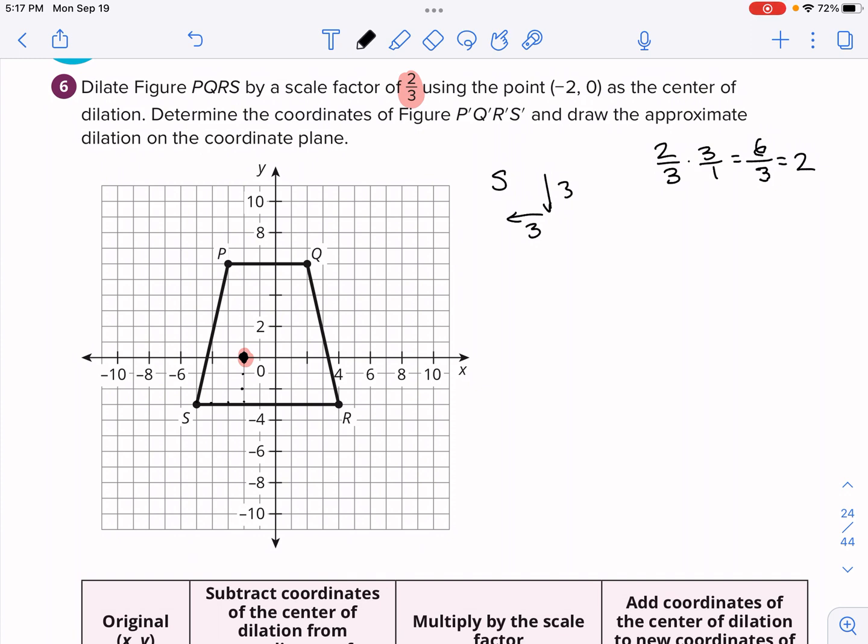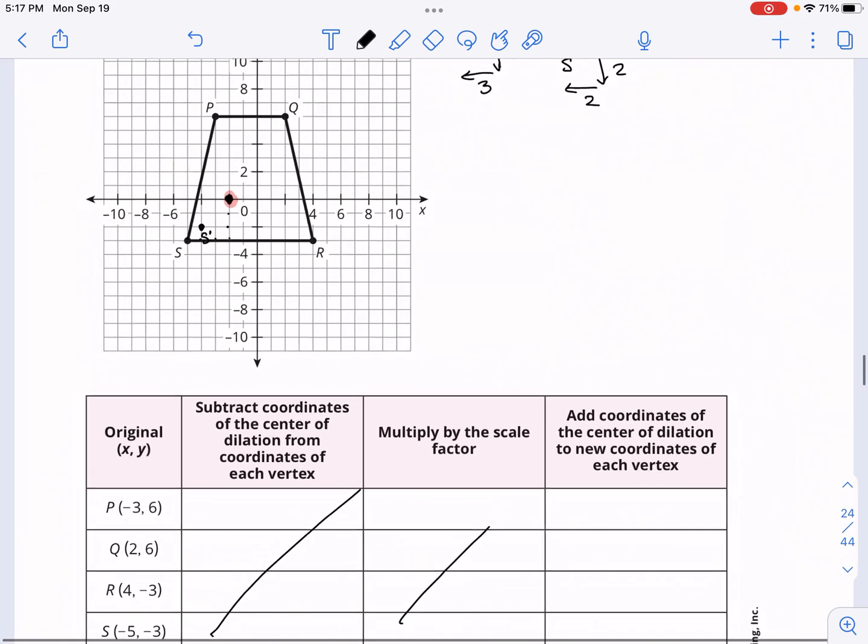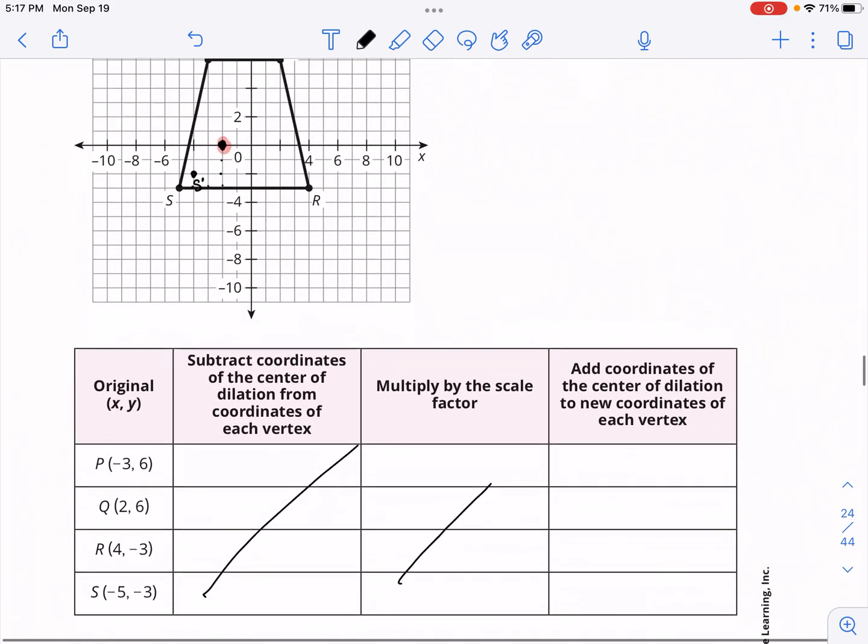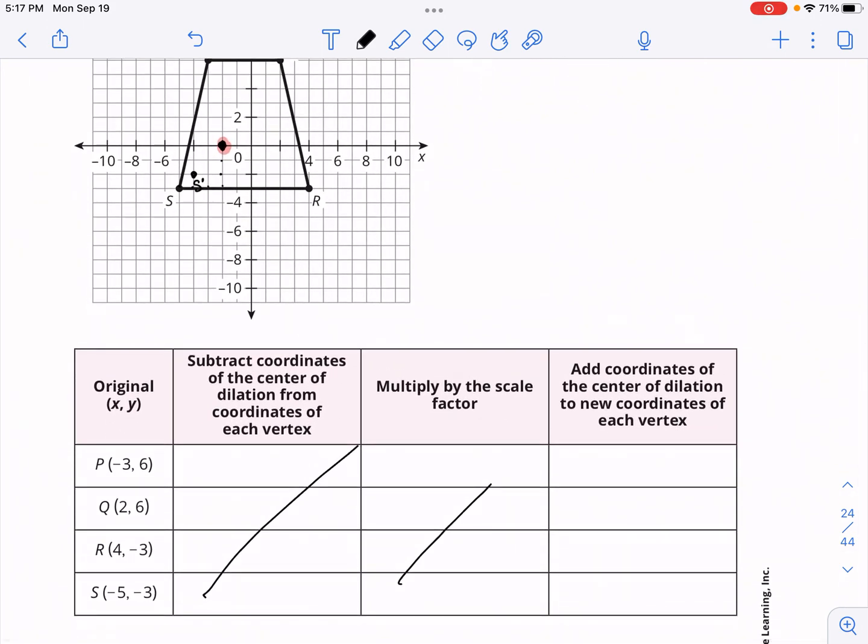So that tells us for S prime, instead of going 3 down, we're going to go 2 down and 2 left. So let's graph that. 2 down, 2 left from this red point, -2, 0. 2 down, 2 left. Looks like S prime is right here. We'll write that coordinate. I guess we can write that coordinate now. We actually are starting at the bottom of this row. That looks like it is 1, 2, 3, 4 left, so -4, and 2 down, so -2.